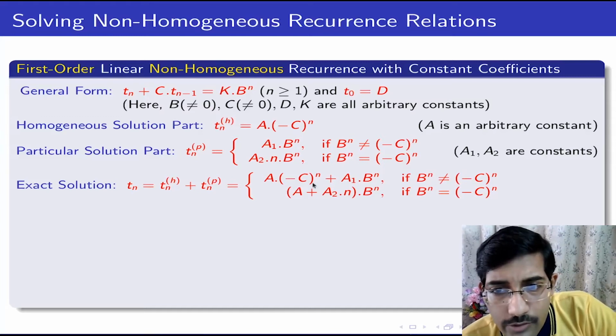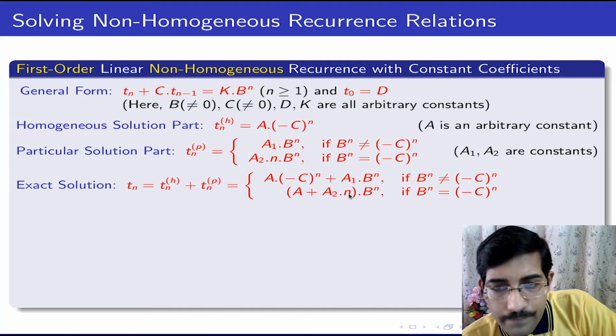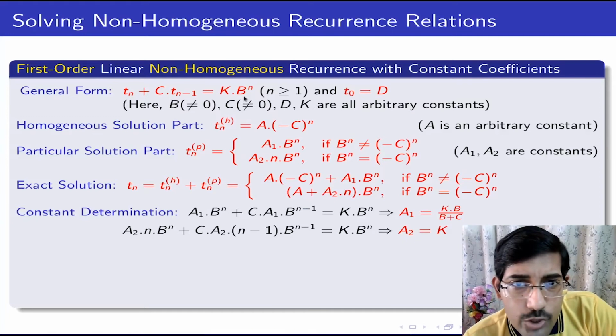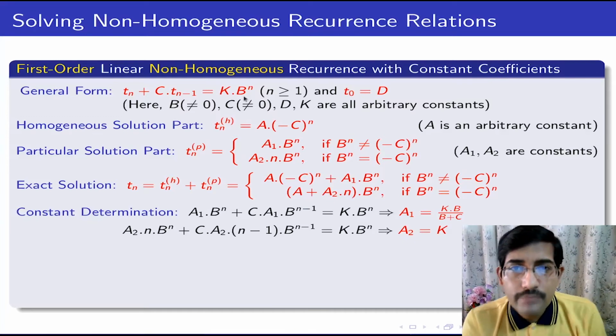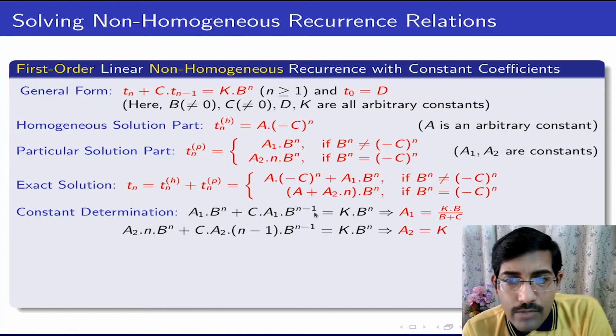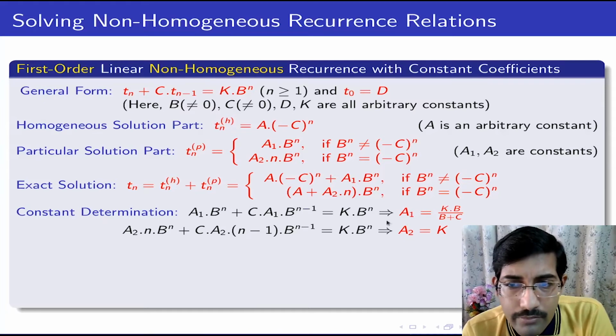b to the power n not equal to minus c to the power n is this, or b to the power n equal to minus c to the power n is this. Now solving for a1 and a2, I can just directly put in, assuming that the particular solution will give me the answer for Tn directly. So a1 b to the power n plus c a1 b to the power n minus 1 for the first case of particular solution will give me a1 equal to kb by b plus c.